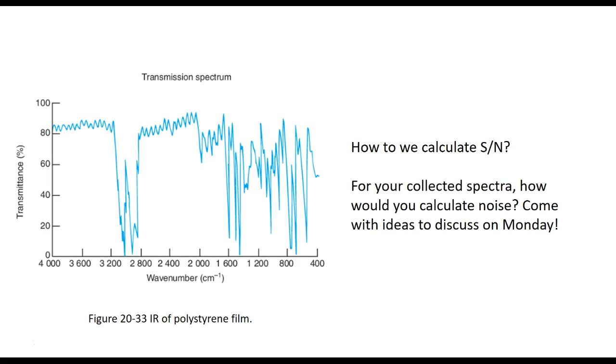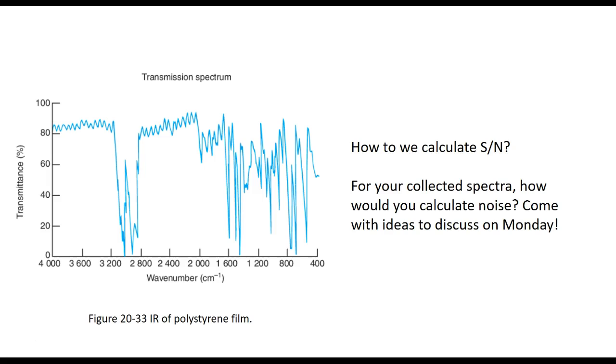So think about this. You've got your beautiful IR there on the left, polystyrene film from Harris. How would we calculate the signal to noise in that? Look at those big, sharp, big old peaks. You've got some nice ones between 2800 and 3200 wavenumbers, and you've got all of those down there at 1600 and below. You've even got some kind of shorter peaks around 2000.